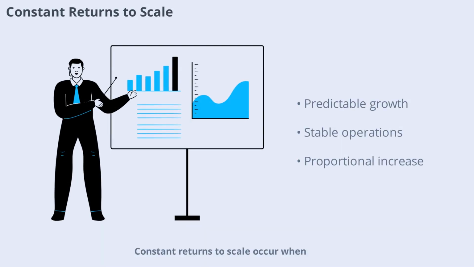Constant returns to scale occur when output increases in direct proportion to inputs. For example, doubling all inputs results in exactly double the output. This scenario is ideal for predictable growth and stable operations.